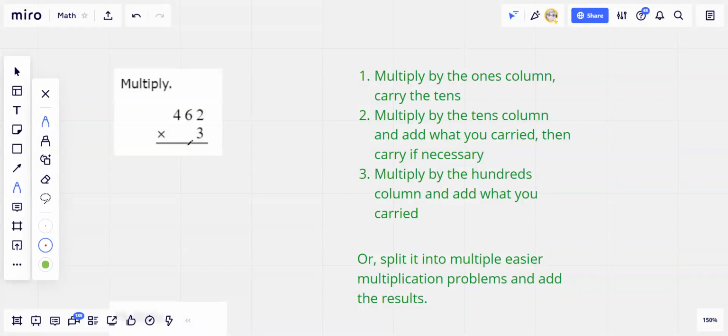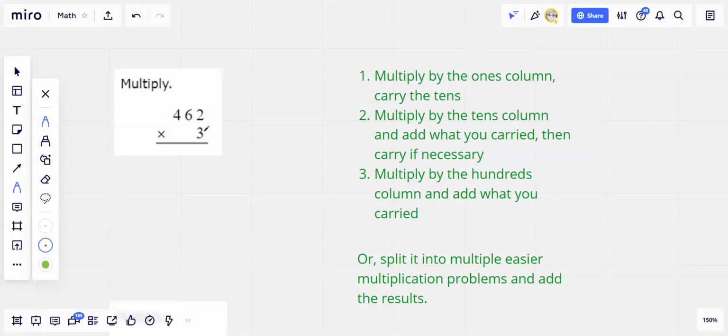The other method that I'd suggest that you try is to break this into 3 different, easier problems, and then add them together. So we're going to think of 462 as 400 plus 60 plus 2, and multiply each of those things by 3 and then add them together. I'll show you how all of this works. First, let's do this in the traditional way.